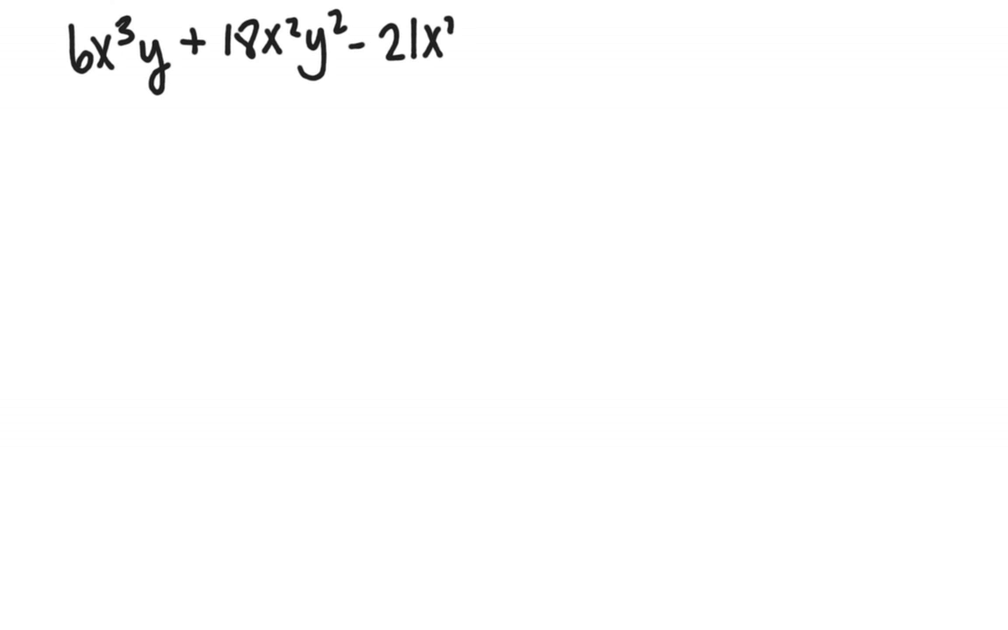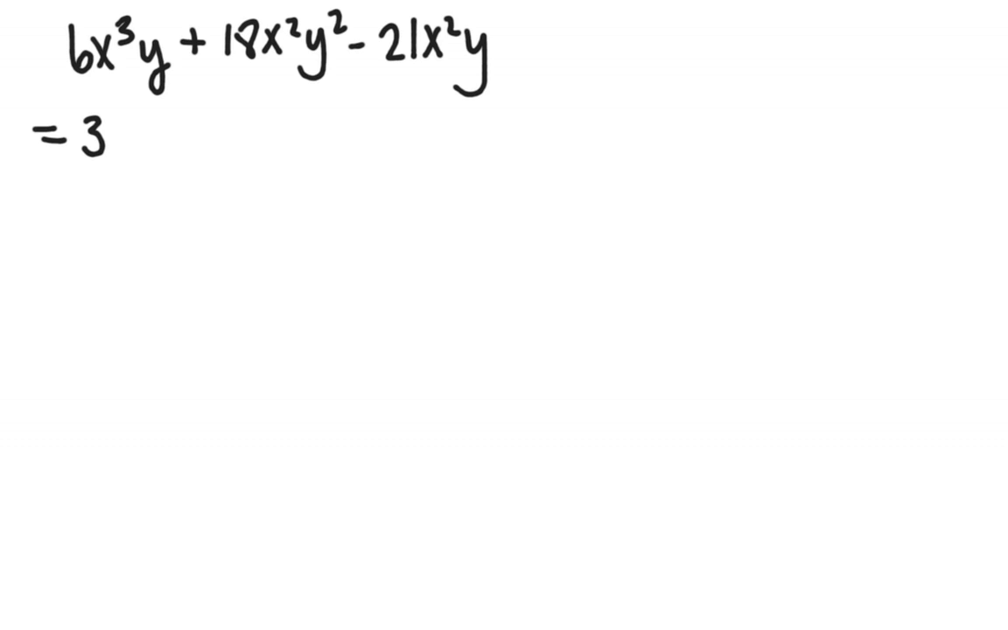Moving on, let's try 6x cubed y plus 18x squared y squared minus 21x squared y. Getting a little bit more complicated because we have multiple letters as well as our coefficients to worry about. So I'm looking at the 6, the 18, and the 21, and the highest number that goes into all 3 of those is 3. I can't use 6 because 6 doesn't go evenly into 21.